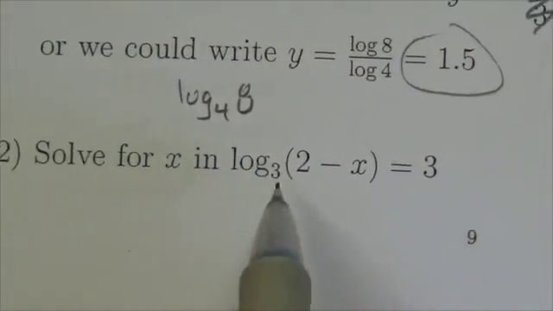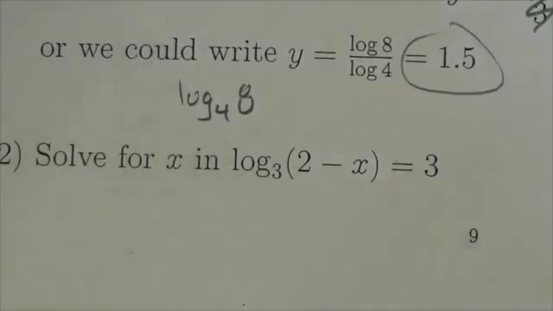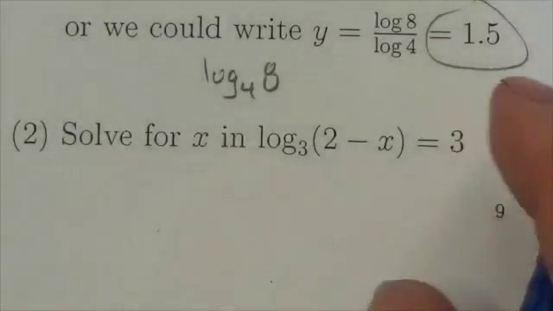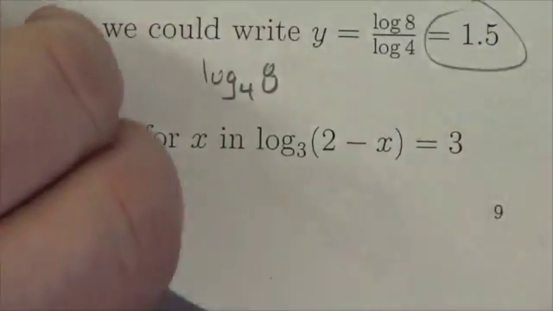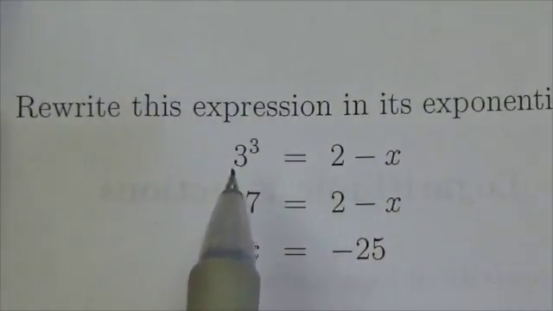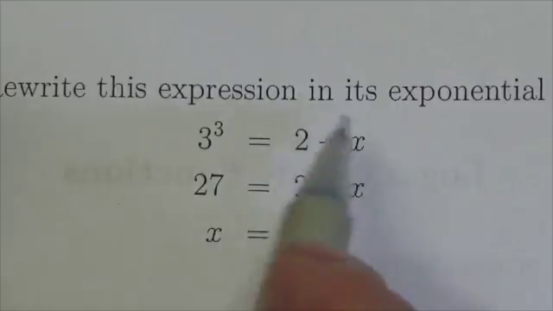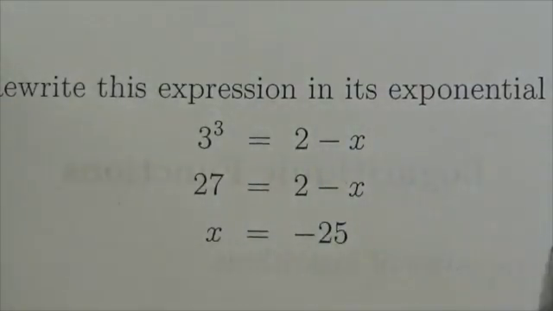Solve for x in log base 3 of 2 minus x is equal to 3. Okay, now this is going to be in the notes there. First thing you probably want to do with this is, let's flip the page. Okay, convert this into exponential form. So it becomes 3 cubed is equal to 2 minus x, the argument of the logarithm.